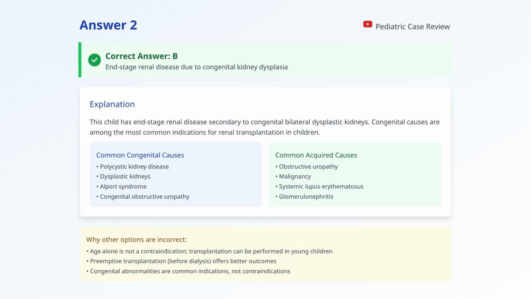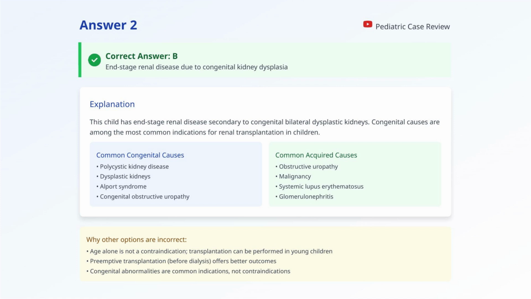The correct answer is B, end-stage renal disease due to congenital kidney dysplasia. This child has end-stage renal disease secondary to congenital bilateral dysplastic kidneys. Congenital causes are among the most common indications for renal transplantation in children. Common congenital causes include polycystic kidney disease, dysplastic kidneys, Alport syndrome, and congenital obstructive uropathy. Common acquired causes include obstructive uropathy, malignancy, systemic lupus erythematosus, and glomerulonephritis.